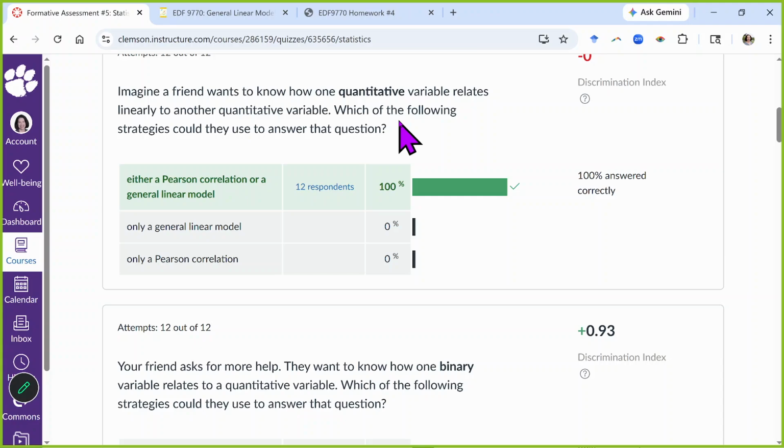So if you have a quantitative variable and you're only interested in a linear relationship with another quantitative variable, you could use a Pearson correlation for that, or a general linear model. The effect size R that comes out of that general linear model will be the same thing as the Pearson correlation. The difference is just whether the analysis is using standardized variables.